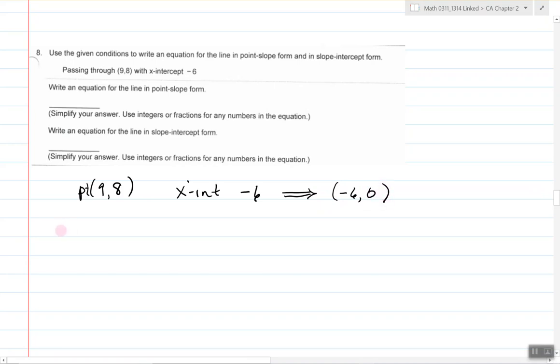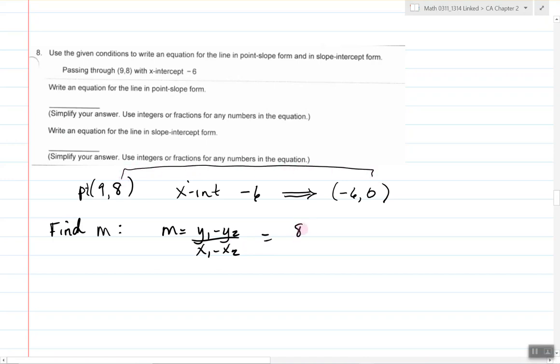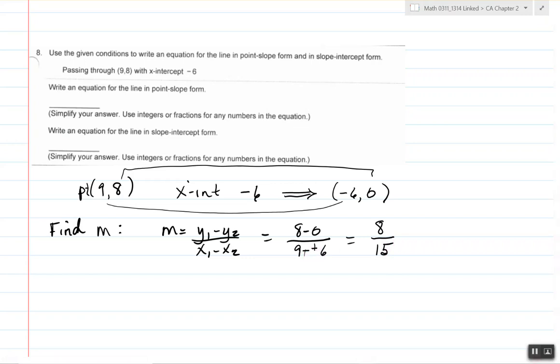So I'm going to use the same process I had before. I'm going to first find the slope. So m is equal to y1 minus y2 over x1 minus x2. So it is the difference in the y's, 8 minus 0, over the difference in the x's, 9 minus negative 6. So it is 8 over 15 because the minus minus became plus.